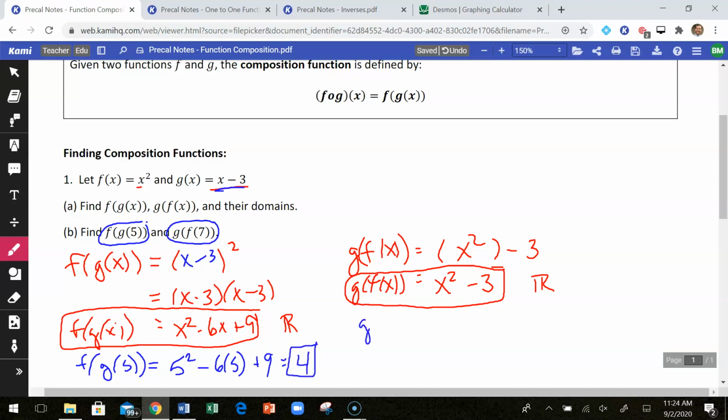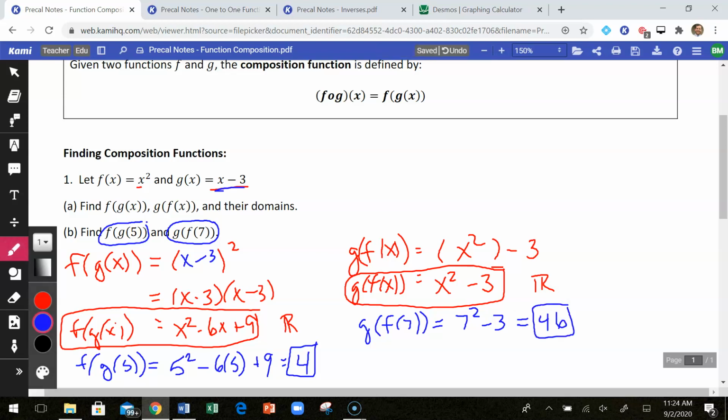And then g of f of 7 would be 7 squared minus 3, which would be 49 minus 3, which would be 46. Before I move on, another way that you can do this if you are evaluating at a number, so the part B, another way you can do part B is you can simply just work from the inside out. So if I want to do g of 5 first, I could do that and just say, okay, well, g of 5 is 5 minus 3, which is 2.